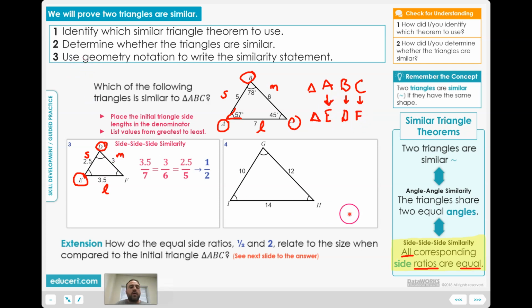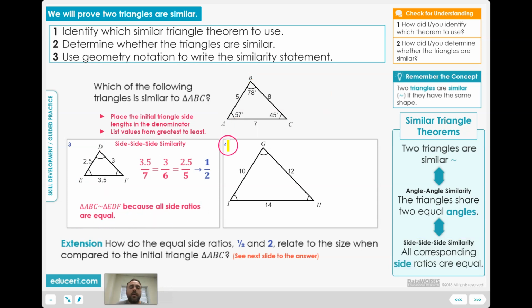All right, so let's write down our geometry notation. Our geometry notation is that triangle ABC is similar to triangle EDF because all side ratios are equal. I'm going to guide you to do problem number 4. Let's start off by reading step number 1. Ready? Read.